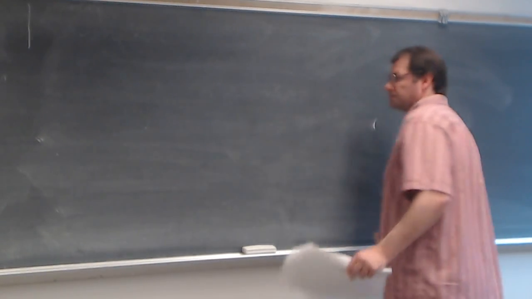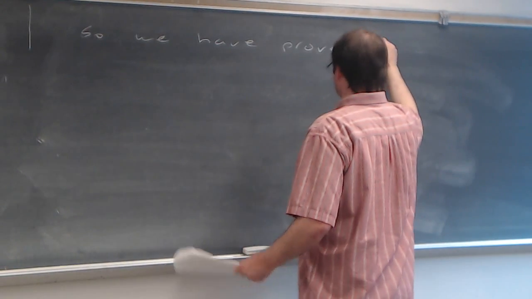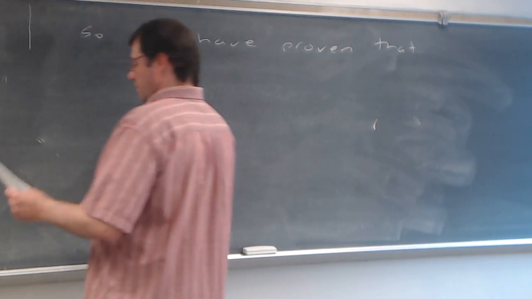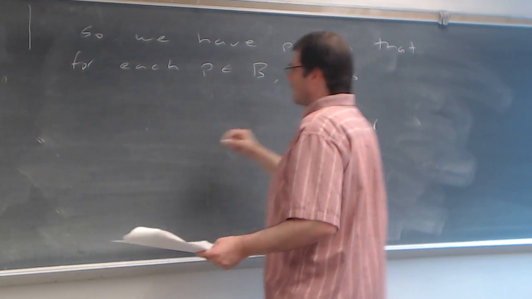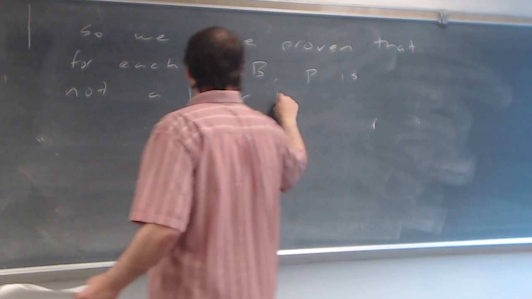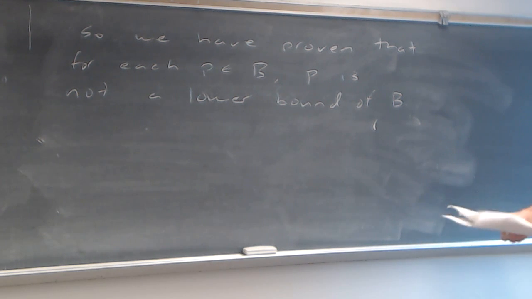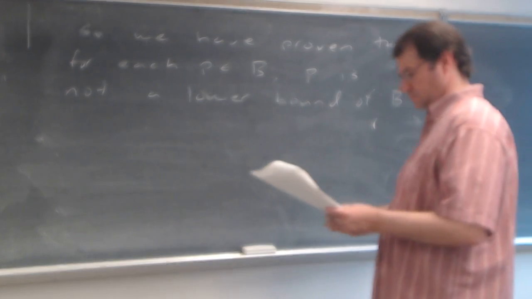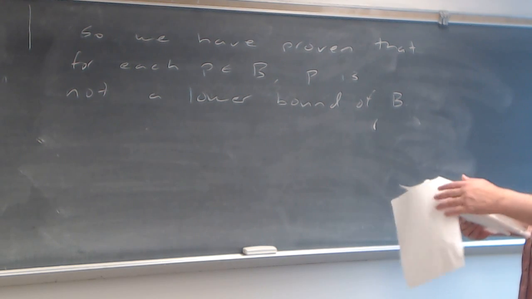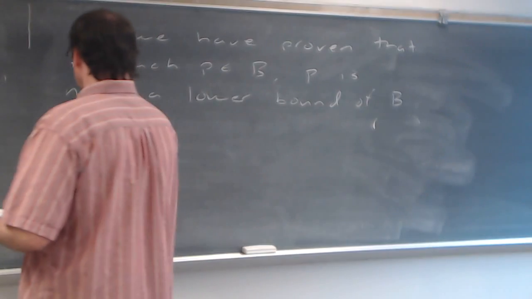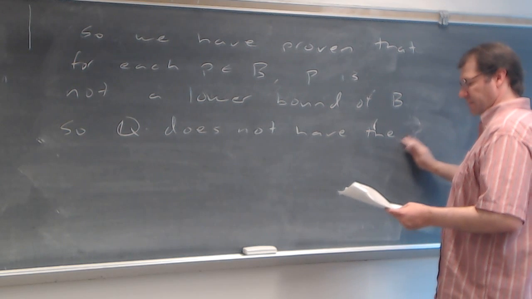That is, we have proven that for each P in B, P is not a lower bound of B, because I can find something in B that's smaller than P. So this shows that Q does not have the least upper bound property.